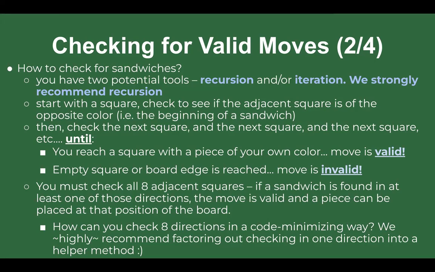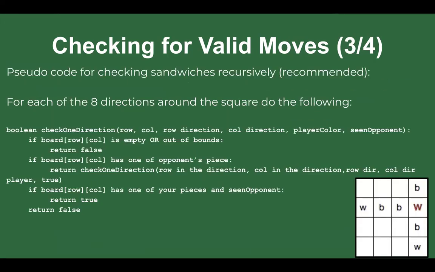Each square on the board has 8 adjacent squares all around it. And if a sandwich is found in any of those directions, then the move is valid. And then a piece can be placed at that position. So one question to ask yourself is how you can check 8 directions in a code-minimizing way. And this might involve factoring out checking in one direction into a helper method, which we highly recommend.